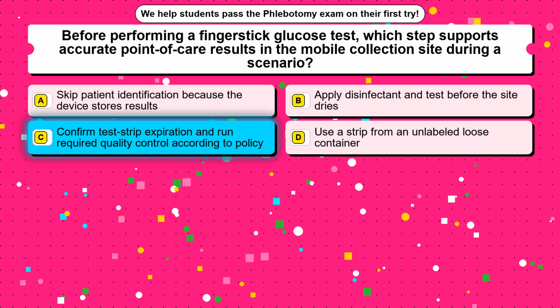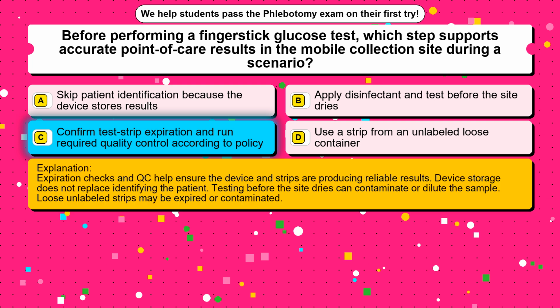The correct answer is option C. Confirm test strip expiration and run required quality control according to policy. Expiration checks and QC help ensure the device and strips are producing reliable results. Device storage does not replace identifying the patient. Testing before the site dries can contaminate or dilute the sample. Loose unlabeled strips may be expired or contaminated.